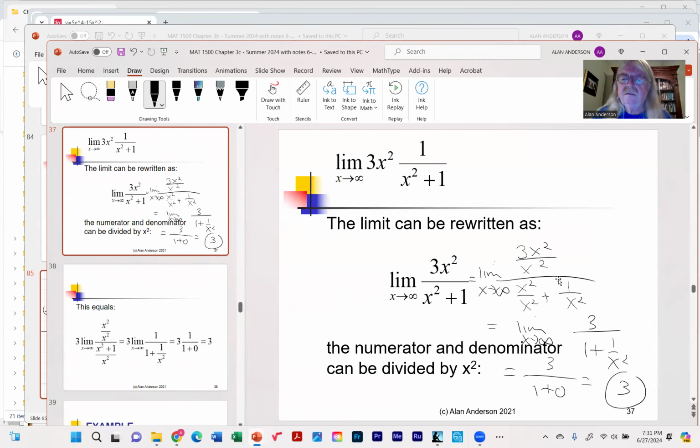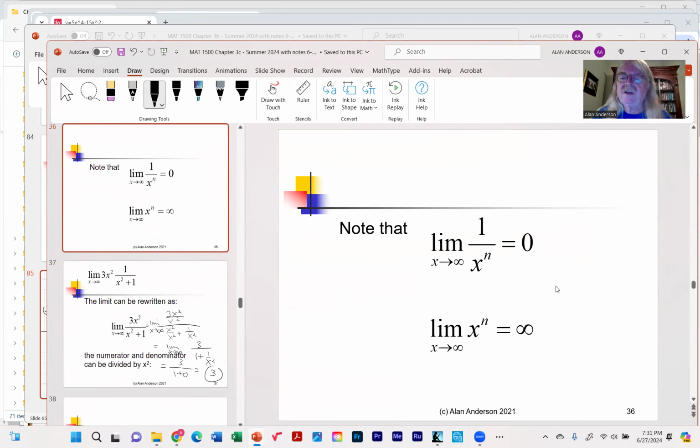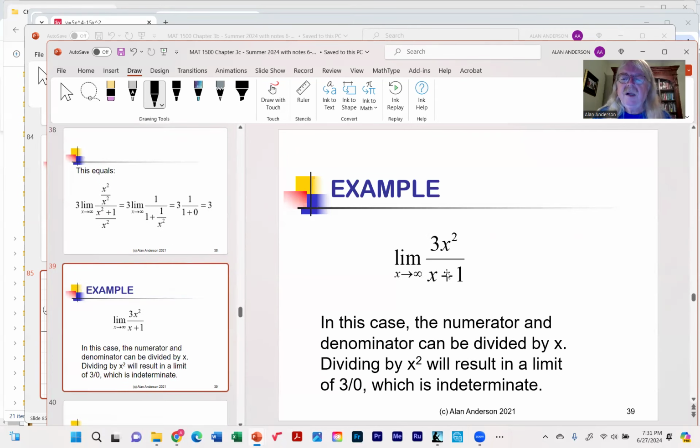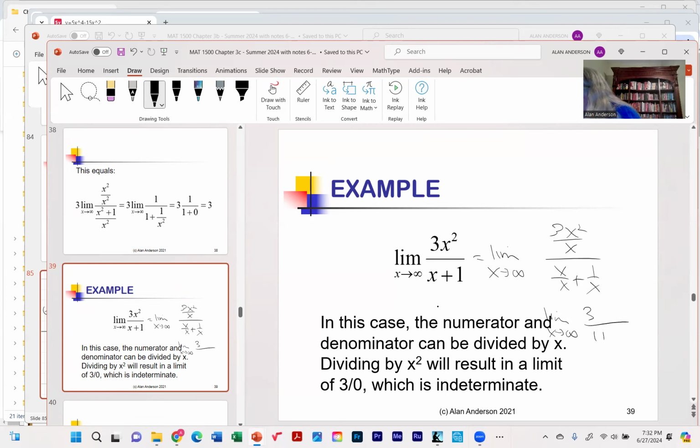Now, what if we had divided by x instead of x squared? You wouldn't normally do that, but let's say you did for some strange reason. You're certainly allowed to do that. Direct substitution here would lead us to the limit of 3 over 1 plus 1 over x.